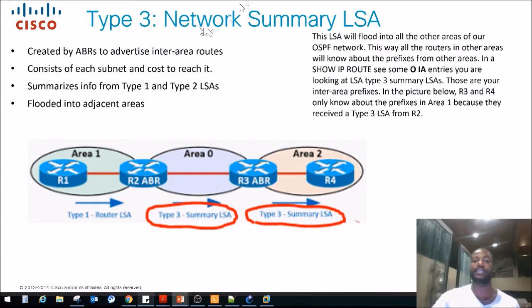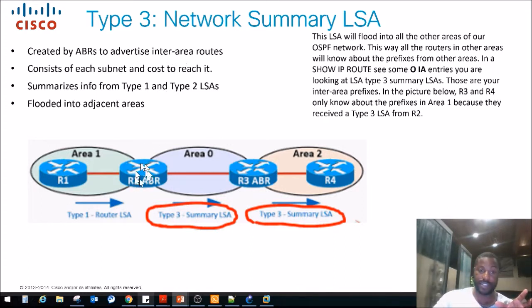Type 3 LSA is a network summary LSA. They don't summarize. They just call it a network summary because it gives you information about the Type 1 and Type 2 LSAs. As you can see here, it says summarizes info from Type 1 and Type 2 LSA. It's created by ABRs. What's an ABR? It's an area border router.